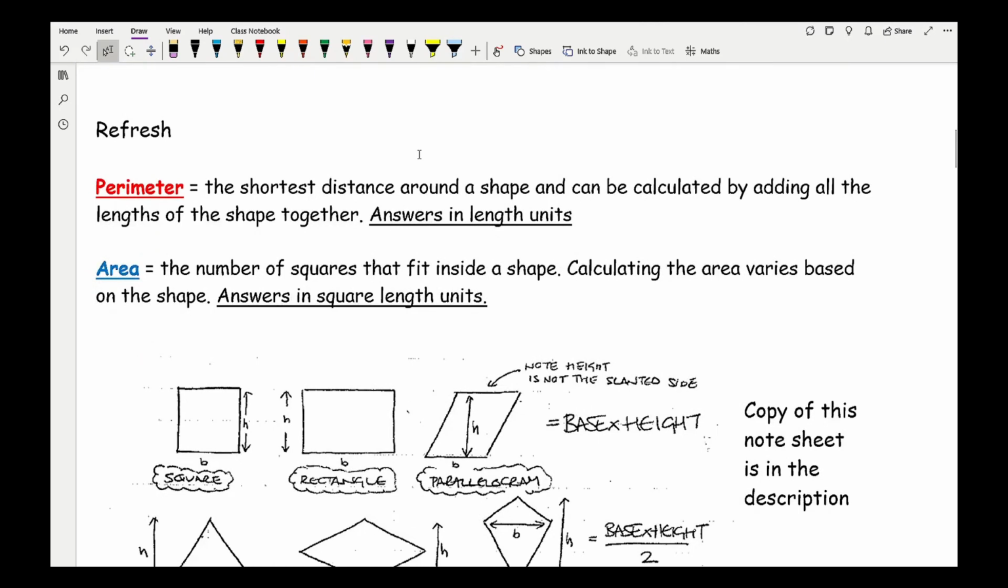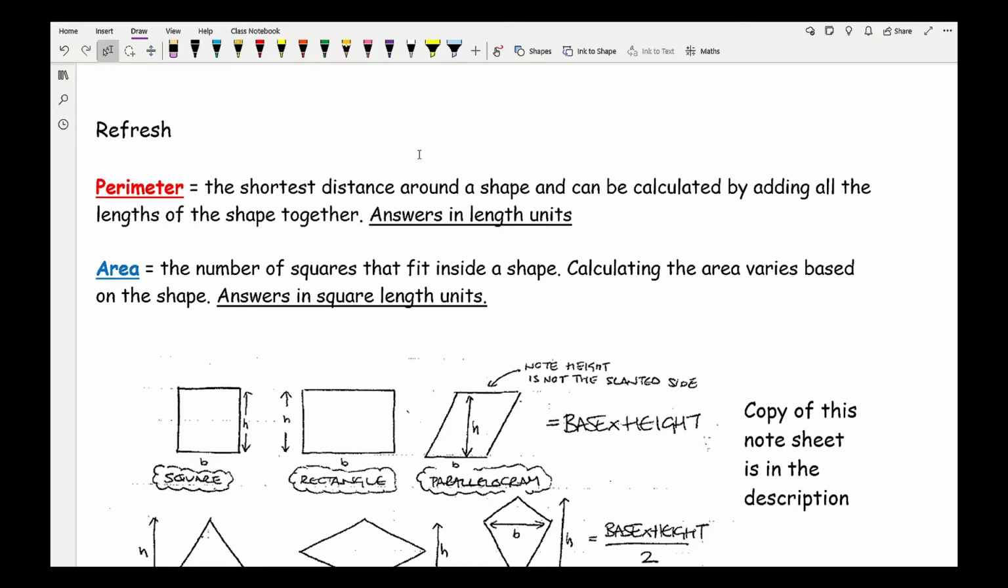Now just a quick refresh of the perimeter. Now the perimeter is the shortest distance around a shape and can be calculated by adding all the lengths of the shapes together, whether they're straight or curved. And the units that we use for perimeter are going to be just simple length units, so either millimeters, centimeters, meters, kilometers, etc.